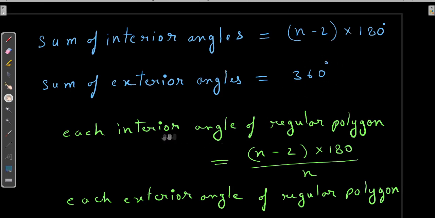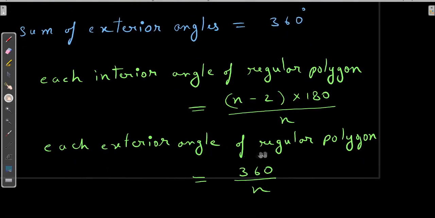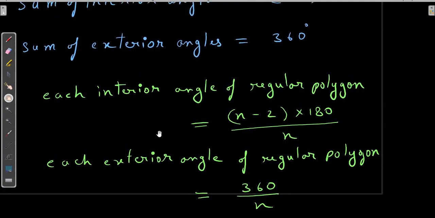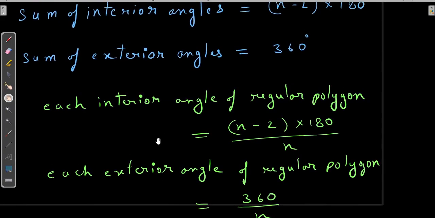Each interior angle of a regular polygon can be calculated by the sum of the interior angles divided by the number of sides. And for each exterior angle we get 360 divided by the number of sides. So these are the formulas which you have to use in the exercise while solving questions.